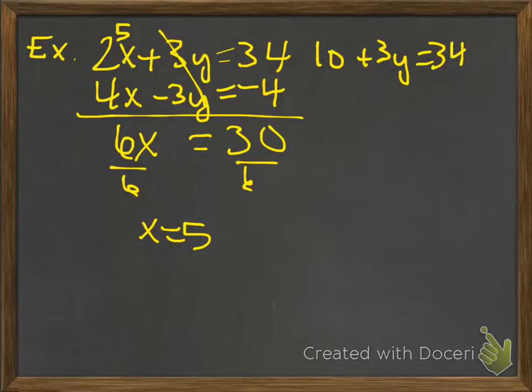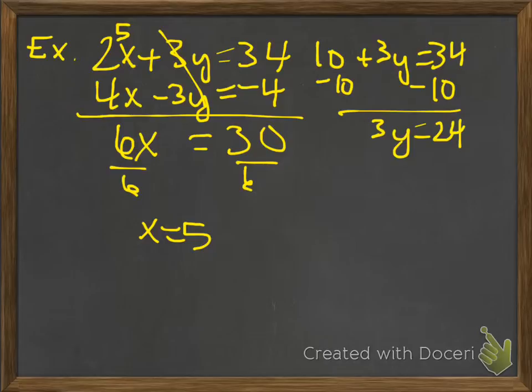Then what's your next step? Take away 10. 3y is equal to 24. And y equals 8, because I said 5 times 2 is 10. Yes, ma'am.